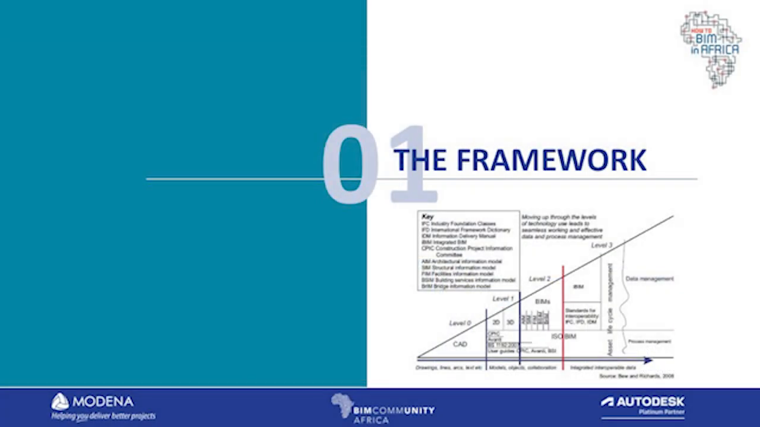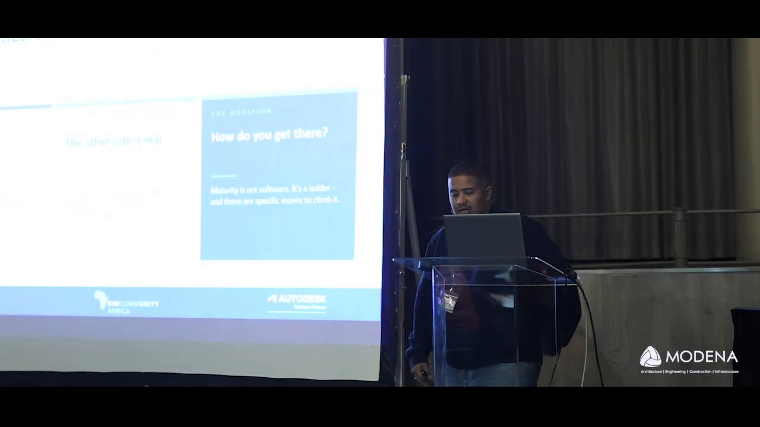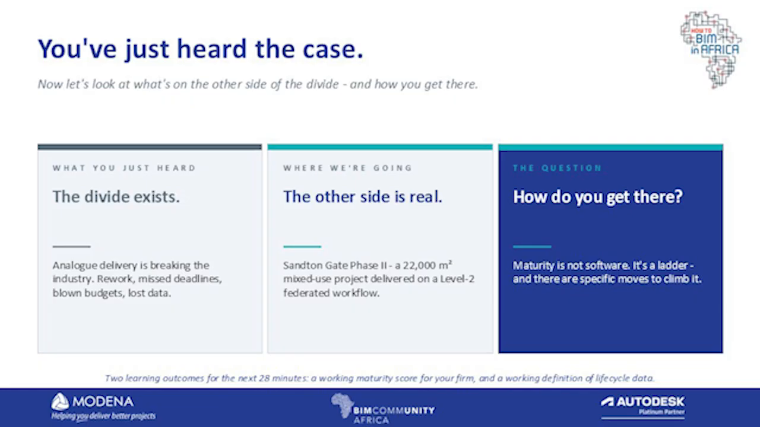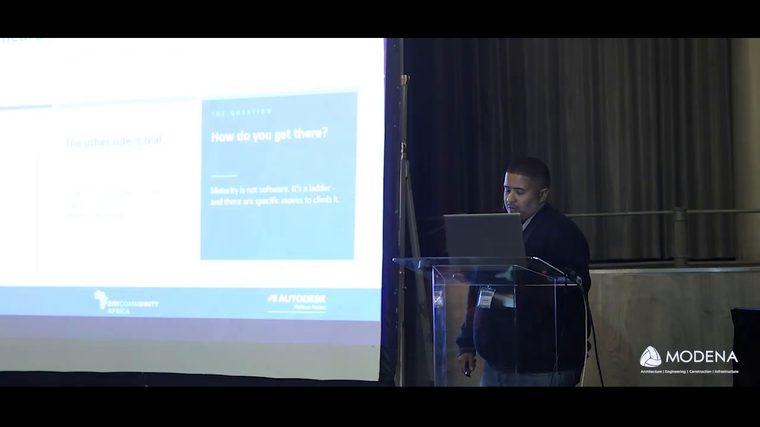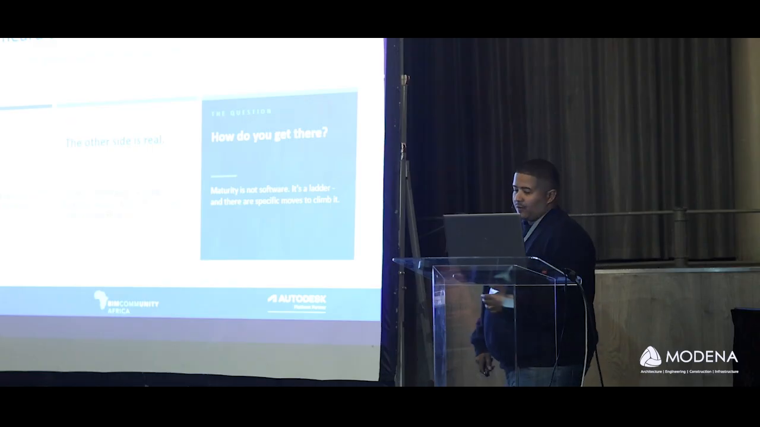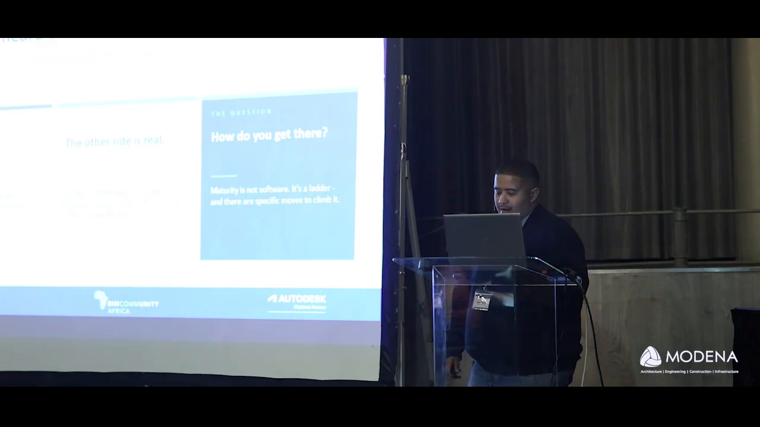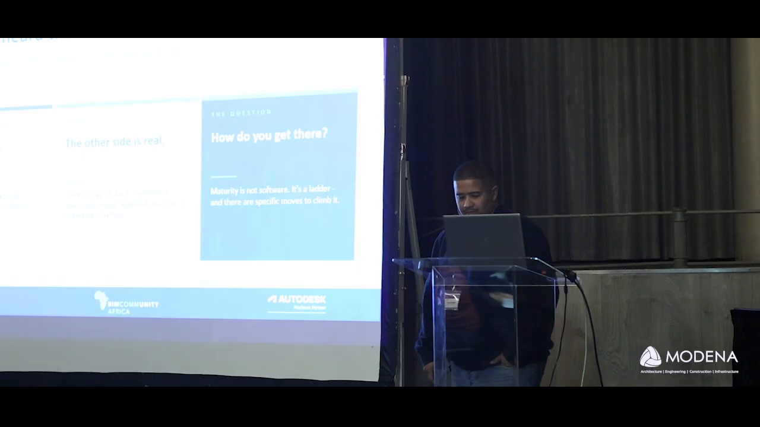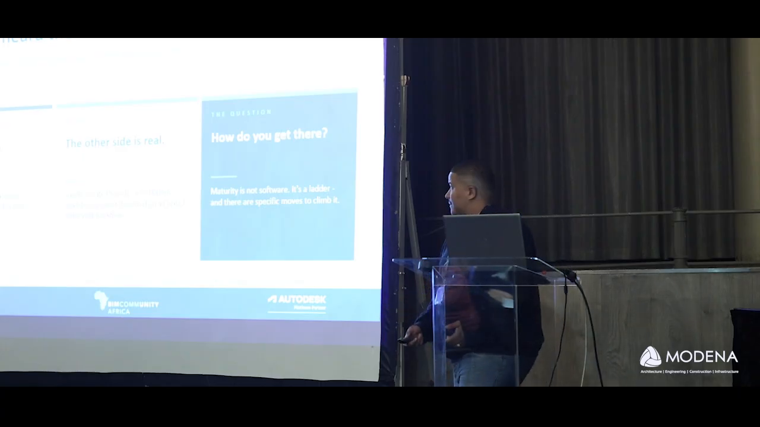So what you just heard from Warwick is that basically we need to change our workflows. The old way is what we call analog delivery. This is kind of breaking the industry. It relies on disconnected PDFs and emails that get lost, which leads to constant rework and blown budgets. So what I want to show you is basically the other side, what is there to come. Santigate, a 22,000 square meter project, serves as a Level 2 workflow in the real world, which I'll get through in a moment. So the simple question is, how do we get there?